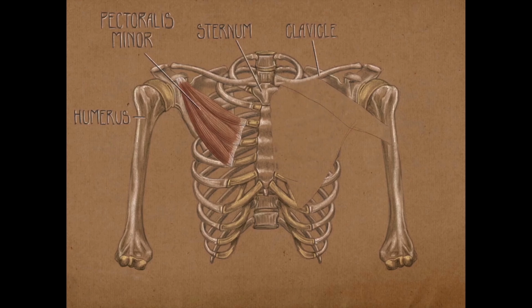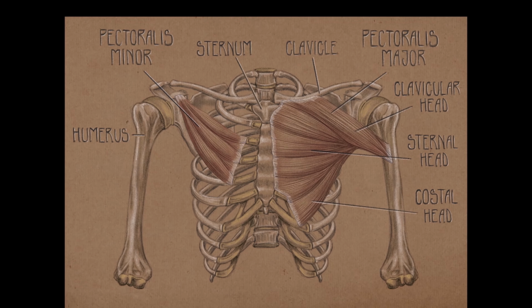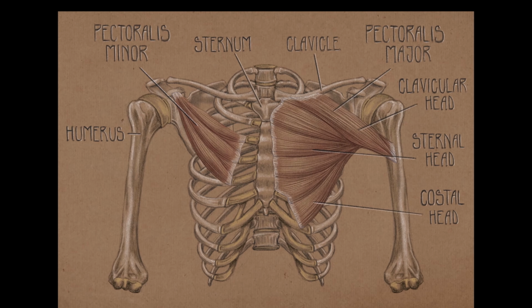As you can see, the PEC Major is composed of 3 different heads: the clavicular head, commonly referred to as the upper chest, the sternal head, and today's primary focus, the costal head, which essentially makes up your lower pec. These names simply describe where on the body the muscle fibers originate from. All of these muscle fibers insert to the same location on your upper arm, your humerus bone.